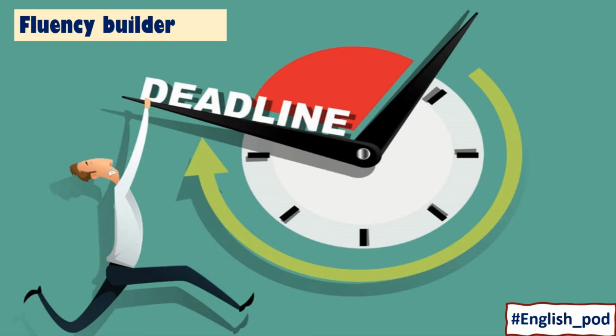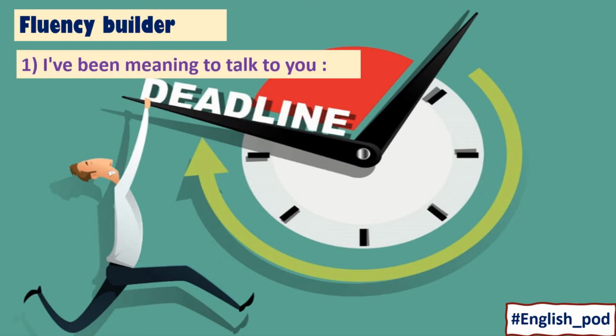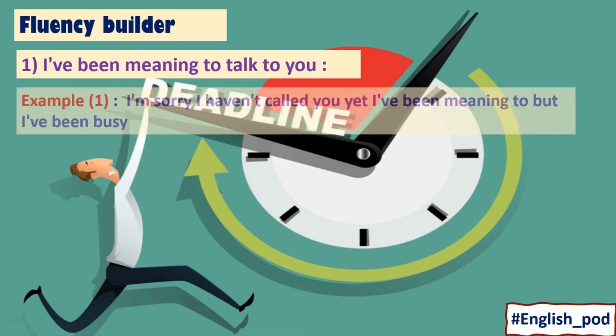I've been meaning to talk to you. I've been meaning to. Okay, we have some really great examples of how you can combine I've been meaning to with different verbs. Yep, let's listen. Example 1.